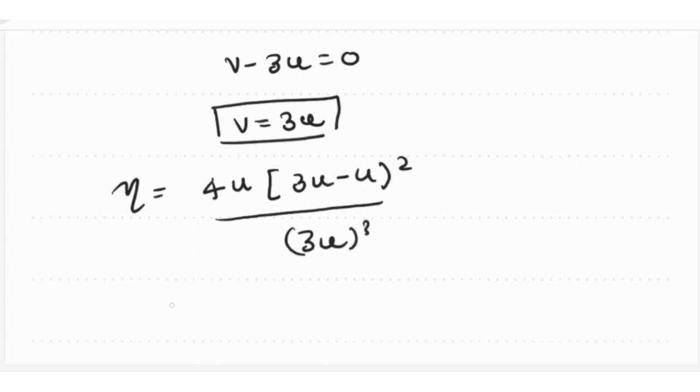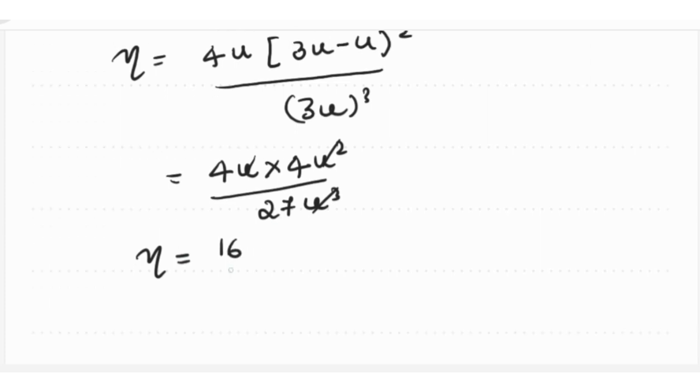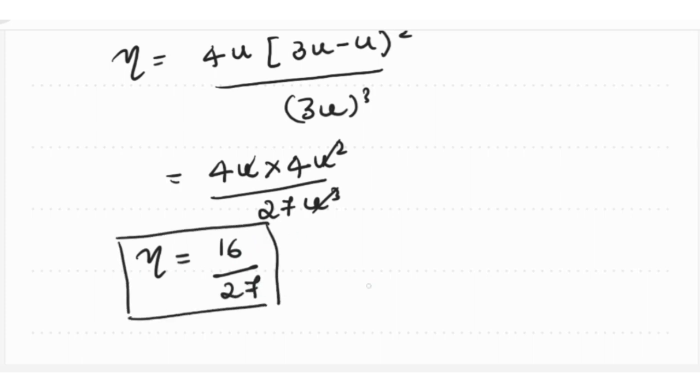So if I solve here, we'll get it as 4u, 3 minus u is 2u, 2u square is 4u square, so 3u cube is 3 3s are 9, 9 3s are 27 u cube, this gets cancelled, so efficiency will be equal to 4 into 4 is 16, 16 divided by 27 will be the answer we will be getting. So this is the solution for the first question, that is 57.